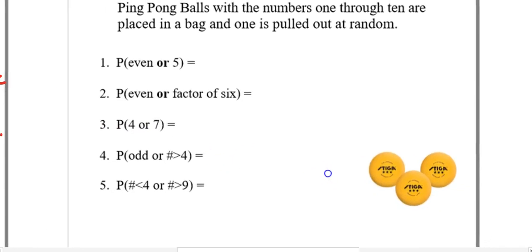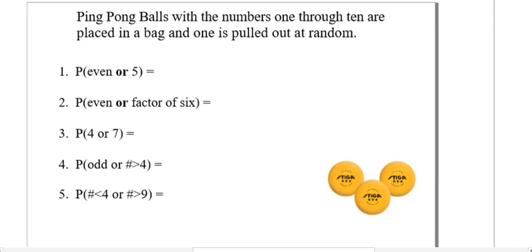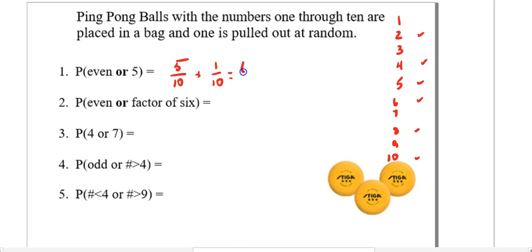So if we scroll over here to the next one, let's do some practice problems. Imagine that we have ping pong balls that have been placed in a bag and they're numbered 1 through 10. So we can make our sample space 1, 2, 3, 4, 5, 6, 7, 8, 9, 10. An even or a 5. An even would be 2, 4, 6, 8, and 10, and then a 5. So we can simply add those together. Evens would be 5 out of 10, plus 5s would be 1 out of 10. These are exclusive, they can't happen at the same time. So 6 out of 10 would be your answer.